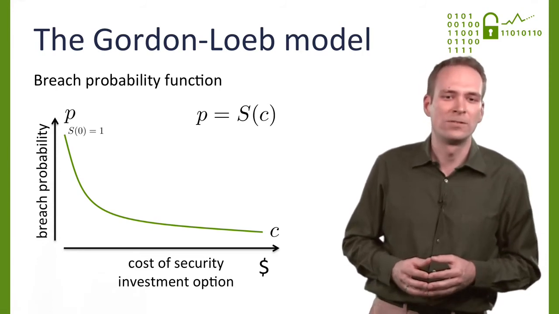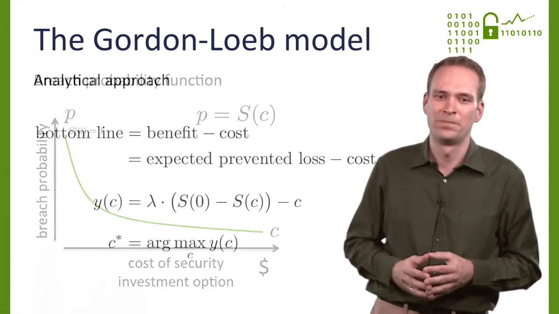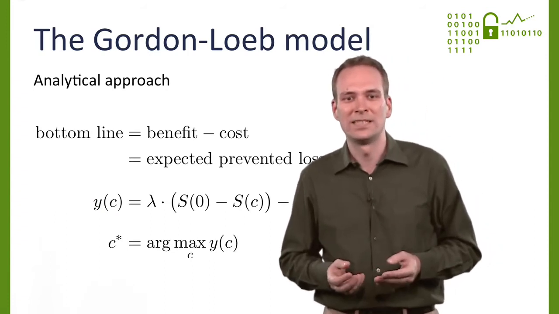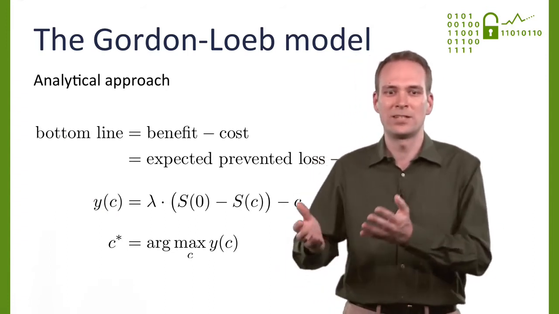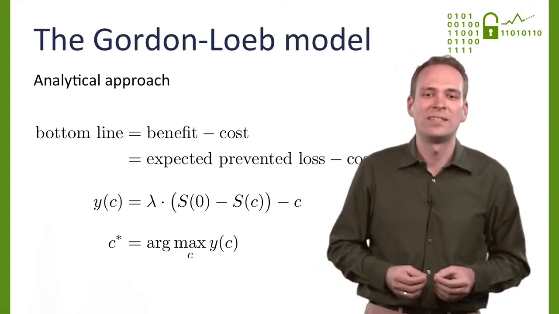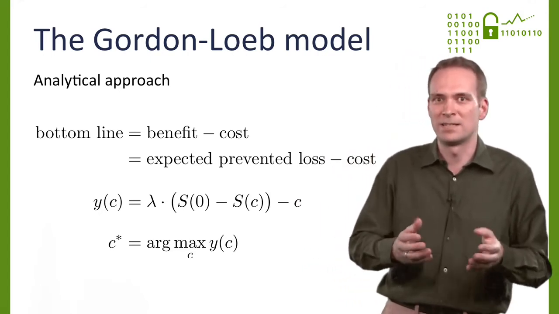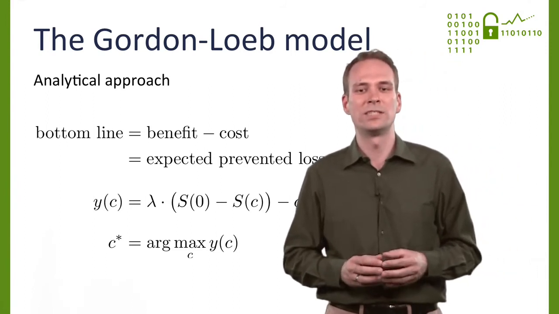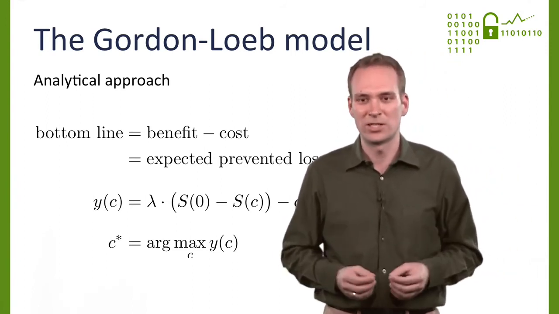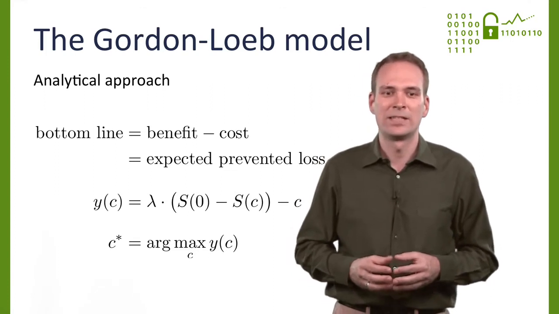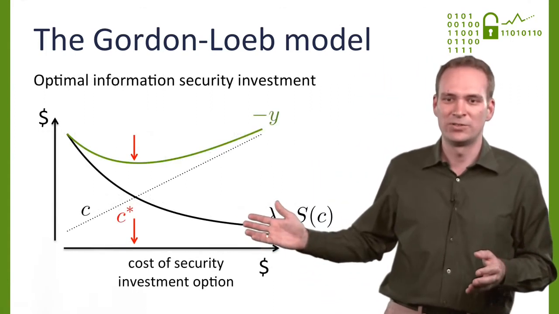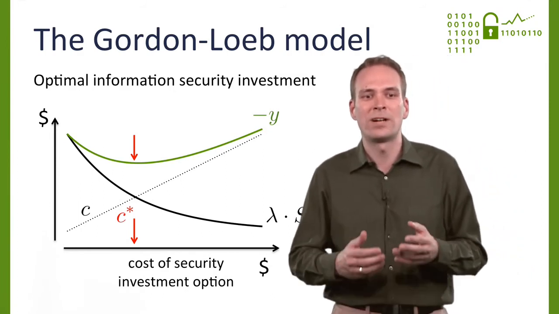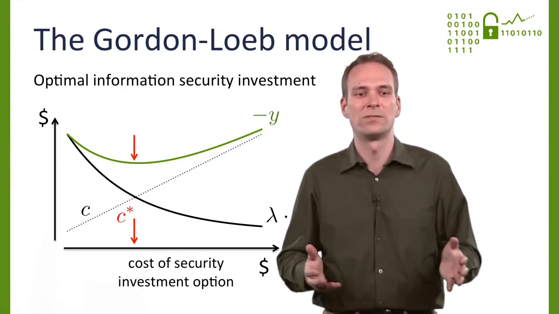What do we gain from all these assumptions and formal machinery? Well, we can solve the model for the bottom line, that is, benefit minus cost, and find the value c star that maximizes the bottom line. This is the optimal level of information security investment from the organization's perspective. We can do this graphically, as shown here, numerically, or analytically by deriving the first order condition and solving for c star.